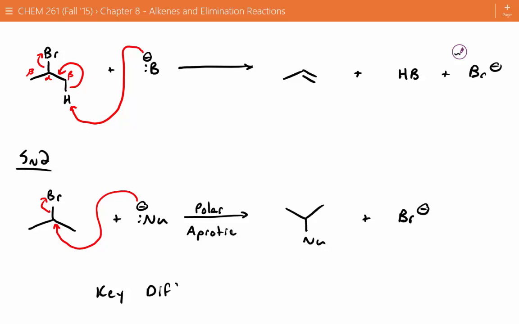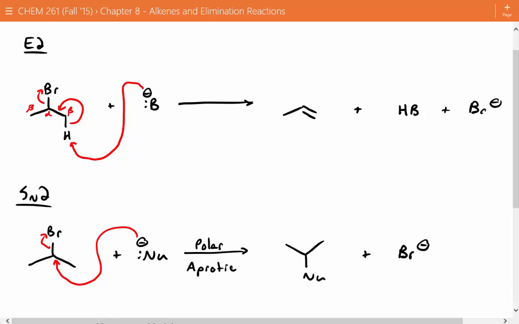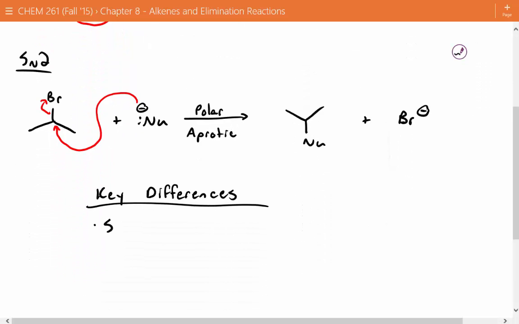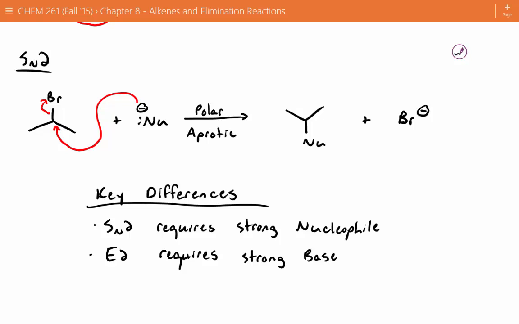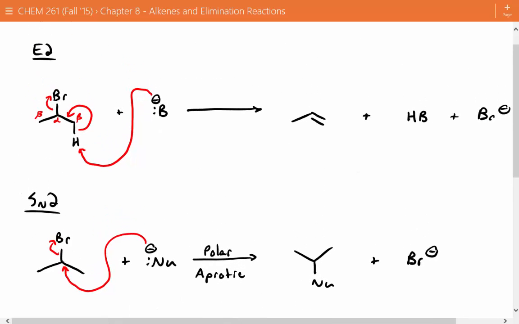So key differences. If we want to do an E2 reaction, what's the obvious thing that we need? A base. So E2 elimination, we have to have a really strong base. If we want to do SN2, we need a really strong nucleophile. So key difference is SN2 requires a strong nucleophile. E2 requires a strong base. Oftentimes, a strong base is a strong nucleophile, but we're going to cover this more. There are some situations where you can have something that is only a strong base, and it is not nucleophilic at all. What's something else we notice about the reaction in terms of entropy?